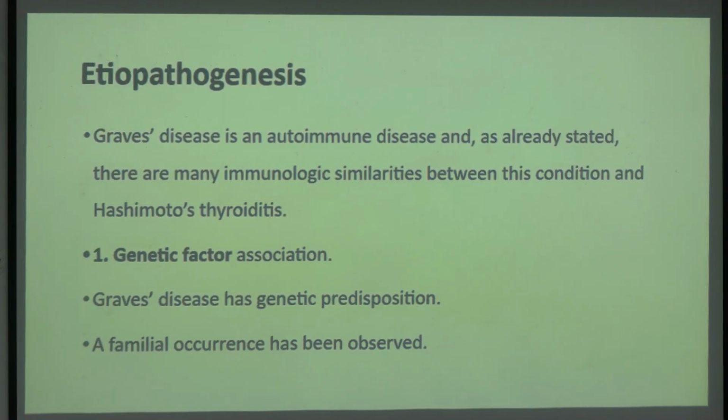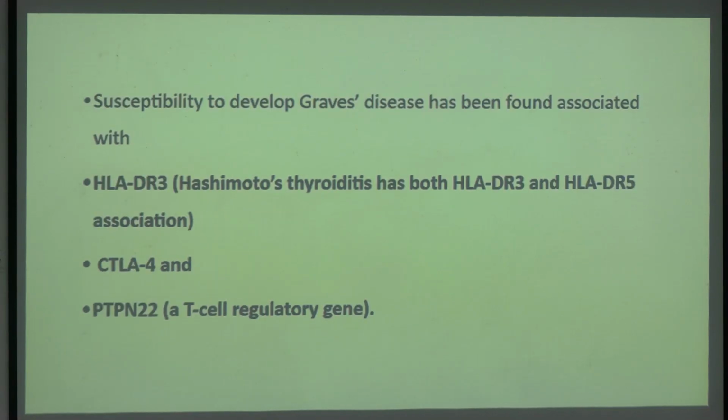Then the etiopathogenesis of Graves' disease. Graves' disease is an autoimmune disease, and as already stated, there are many immunologic similarities between this condition and Hashimoto's thyroiditis. Number 1 is genetic factor association. Graves' disease has genetic predisposition. A familial occurrence has been observed. Susceptibility to develop Graves' disease has been found associated with HLA-DR3. Hashimoto's thyroiditis has both HLA-DR3 and HLA-DR5 association.